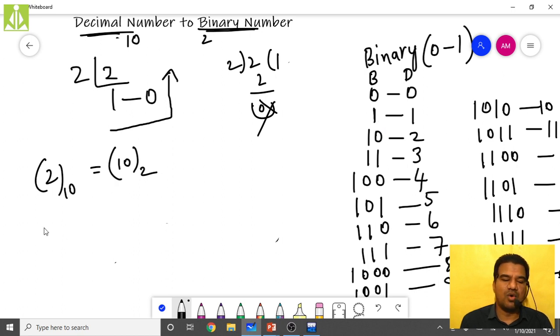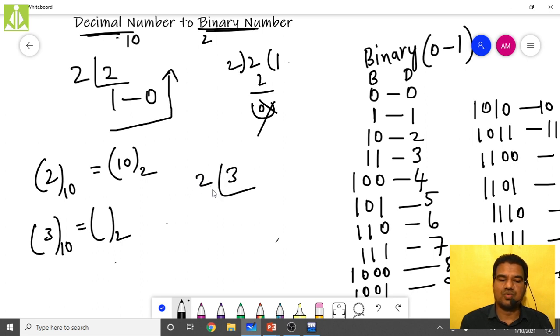Same thing if we go with 3 in decimal, what will it be in binary? How can we convert? Simply put 3 and divide with 2. 2 once 2, and what will be the remainder? The remainder will be 1. See here, 3, I'm dividing with 2. 2 once 2 I'm saying, and what will you get?